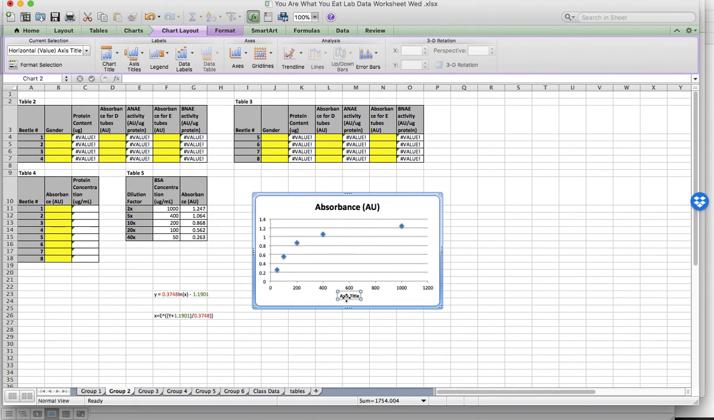So on the bottom we have, okay, just give it a second while it loads. So on the bottom we have the concentration.